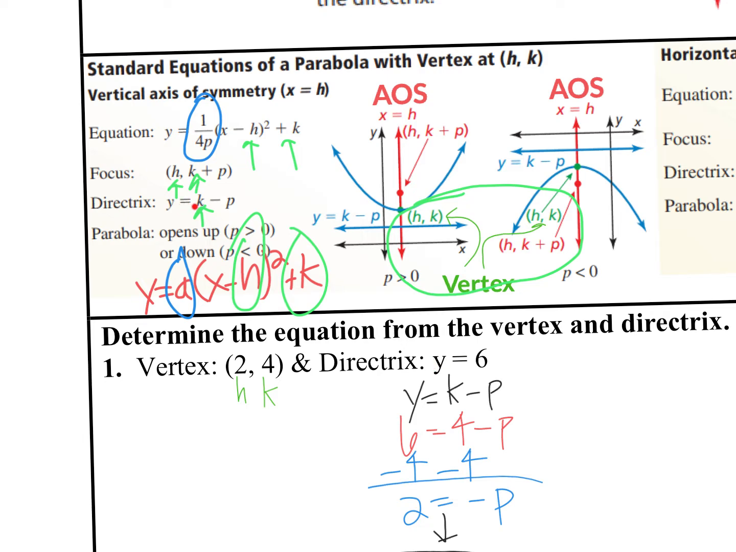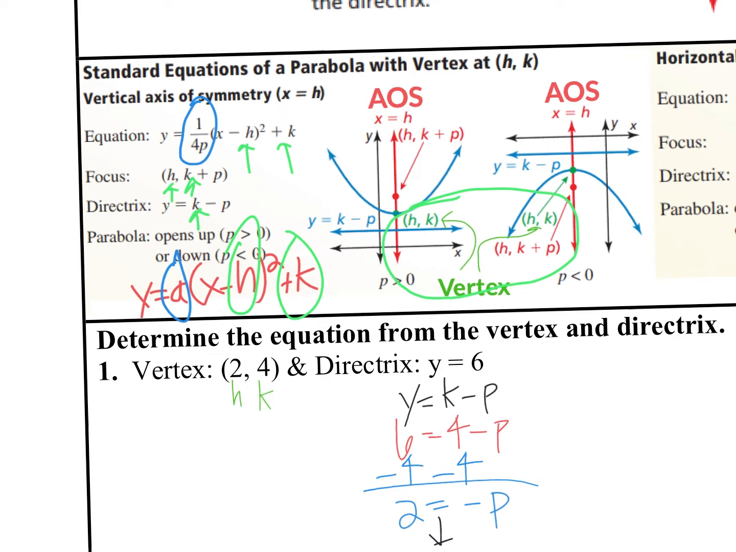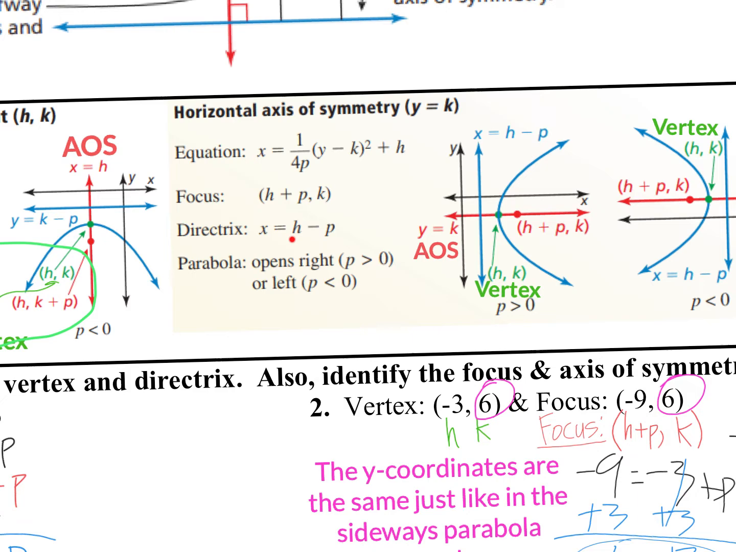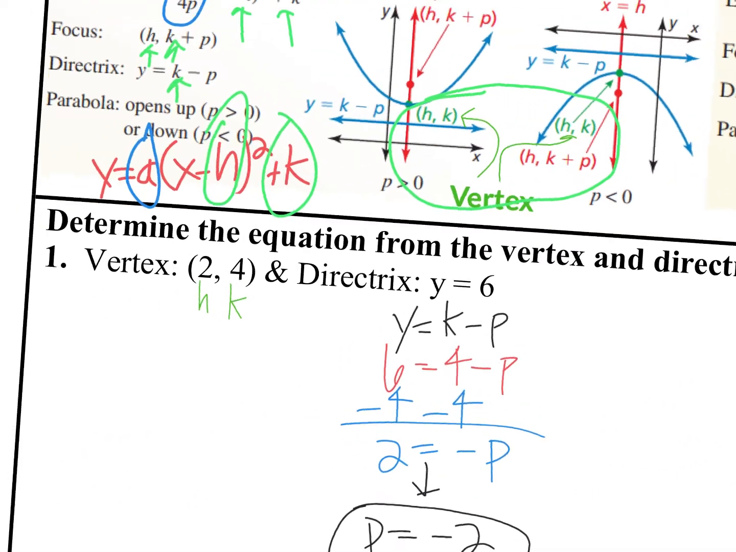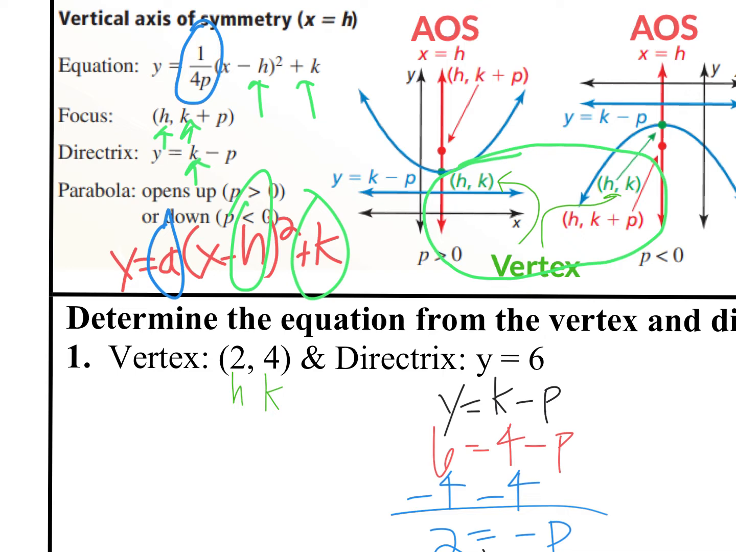And then I notice that the directrix says y equals. So if your directrix is y equals, then I'm looking at a parabola that opens up or down, because if the directrix was x equals, I'd be looking at a parabola that opens left or right, okay? So I look at the directrix formula, it says y equals k minus p, and so I rewrote it here, y equals k minus p. And so all I know is that y equals 6. So I wrote 6 equals, let's see here, well, k was 4, right? So 4 minus p. So 4 minus some number equals 6.